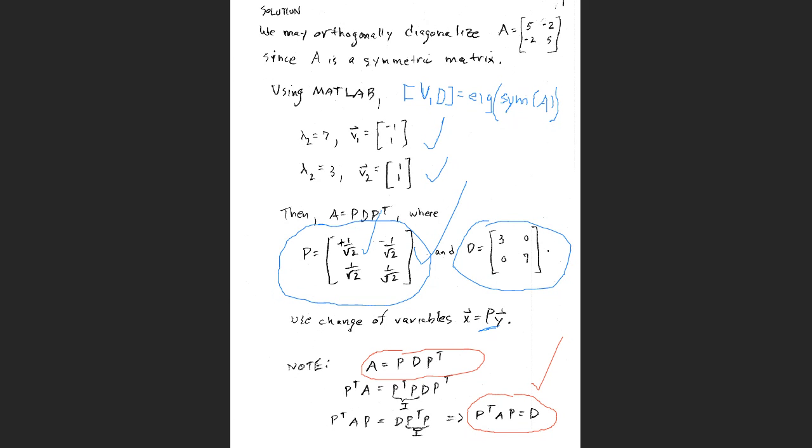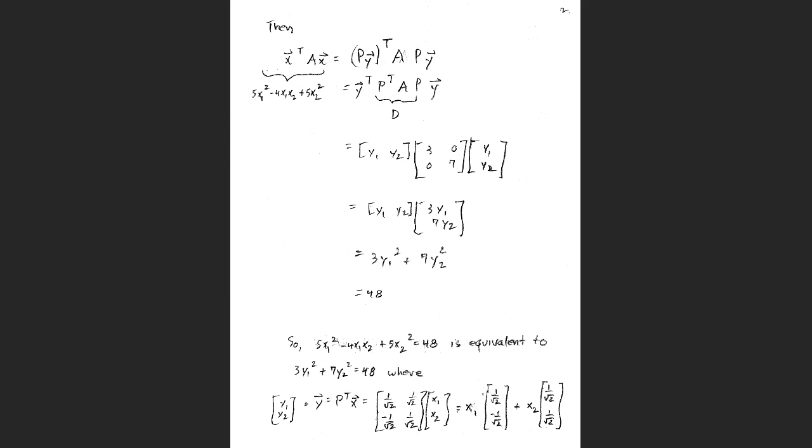So we know what our matrix P is. We know what our matrix D is. We're going to make the change of variables, X equals P times Y. Now let's get back to our ellipse. Here's the ellipse. So the ellipse is 5x1 squared minus 4x1x2 plus 5x2 squared equals 48. By making the change of variables where the vector x equals P times Y, I'm going to rewrite the left-hand side of the ellipse in a nicer form.